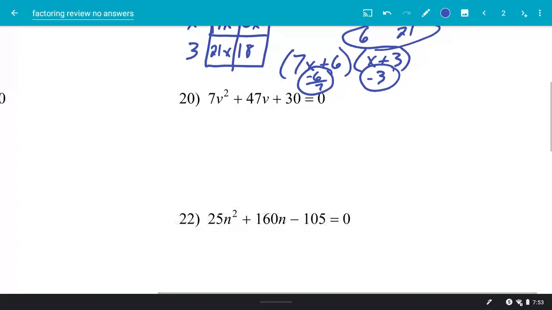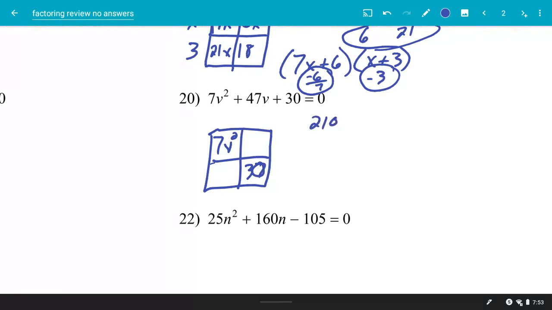All right, number 20. Is there a GCF? No, 7 doesn't go into 30, and 7's prime, so I can go right to the box method. 7v squared and 30, 7 times 30 is 210. 1 and 210, 2 and 105, 3 and 70, 4 does not, 5 and 42, there it is. 5v and 42v.